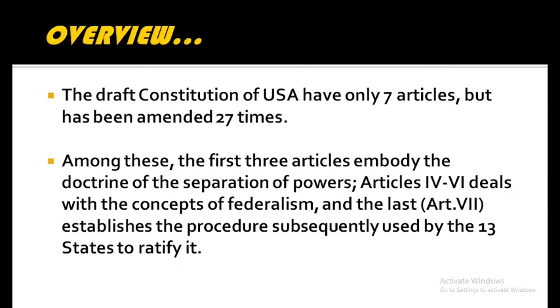The original draft of the Constitution of 1787 had only 7 articles, but it has been amended 27 times since it became enforced in 1789. Among these 7 articles, the first 3 articles talk about separation of powers, and the next 3 articles, that is 4 to 6, deal with the concept of federalism. The last, Article 7, establishes the procedure subsequently used by the 13 states to ratify it.